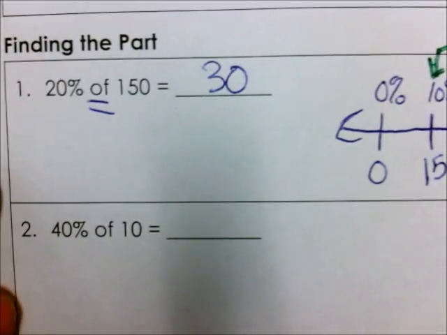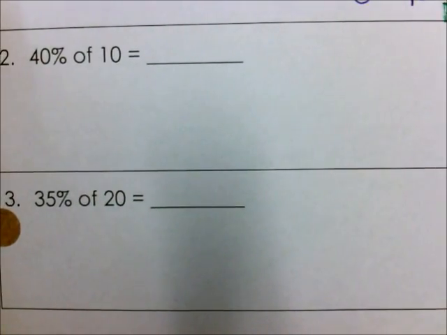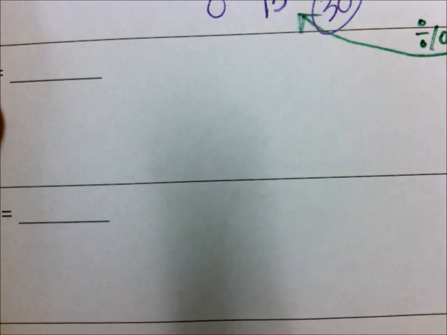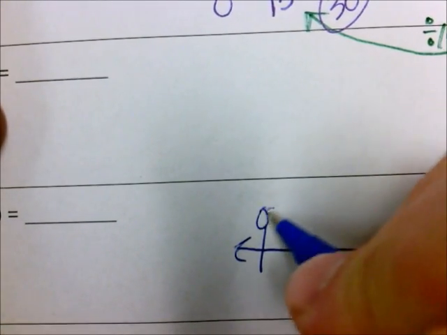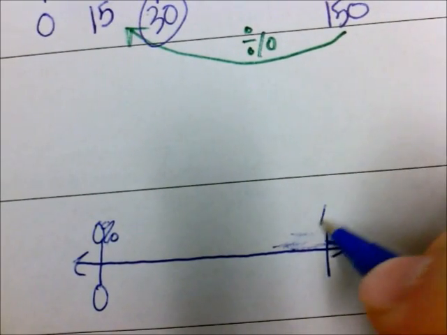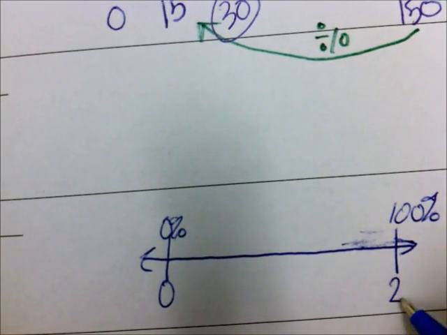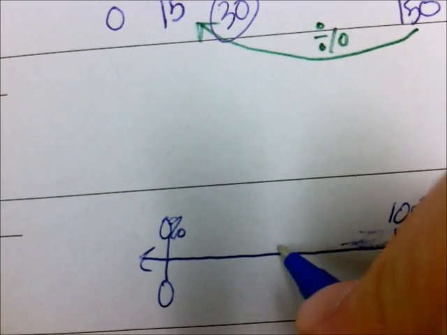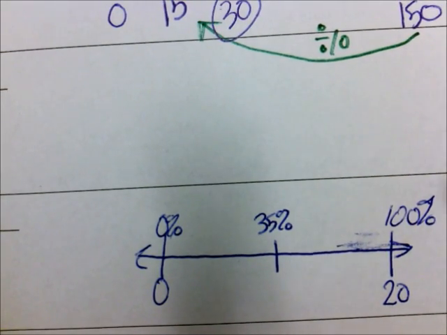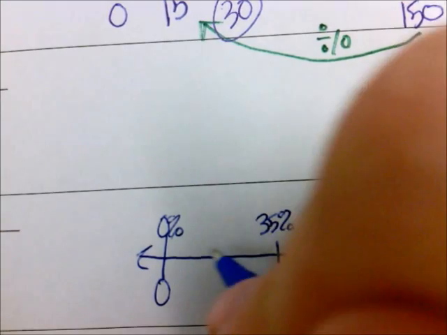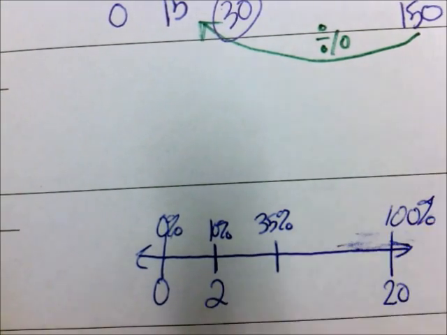Okay? So, maybe I look at a problem like this where it's not as nice of a number. 35% of 20. Draw my double number line again. Put 0% in 0. 100%. It was of 20, so I'm going to put a 20 under the 100%. I want to figure out 35%. Well, I don't know how to get from 100 to 35, so I'm going to go to my 10%. 10% of 20 is 2.